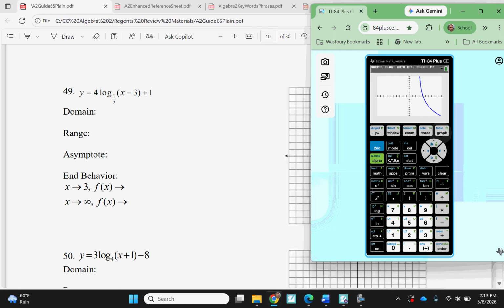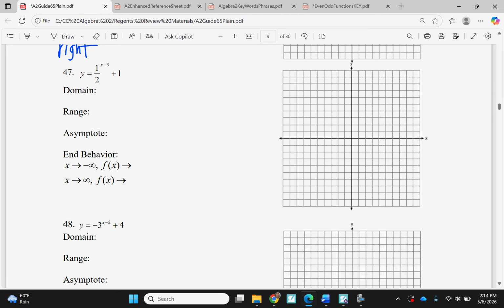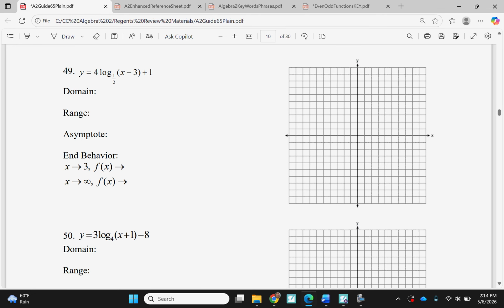So I'm going to go to my table either way, and you're going to see a bunch of errors. As far as the asymptote goes, it's the last error. So the last error is 3. It's in the x column, so the asymptote is x equals 3. Since it's x equals, it's a vertical line at 3. And that's my asymptote.